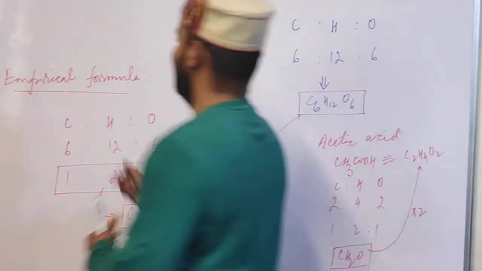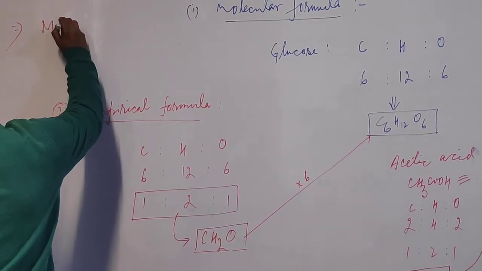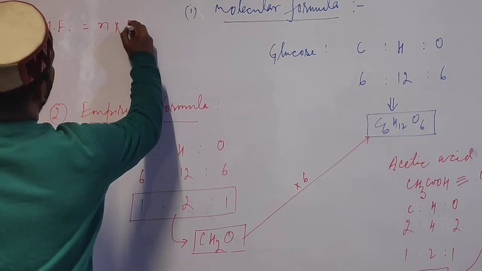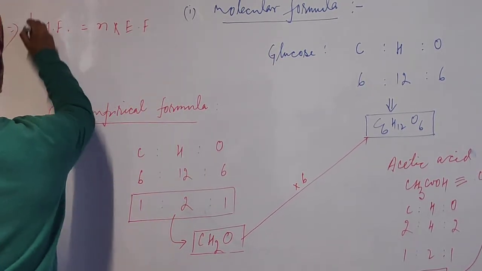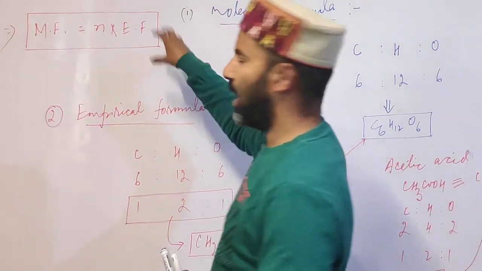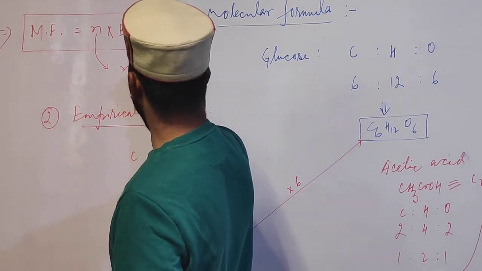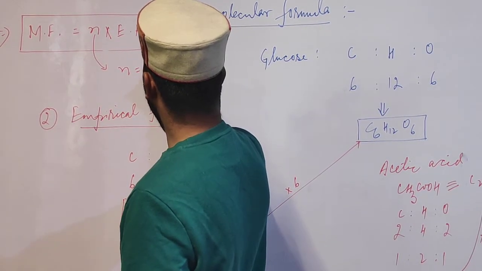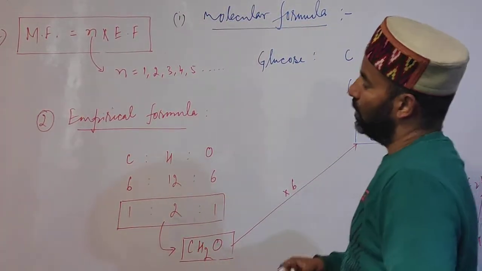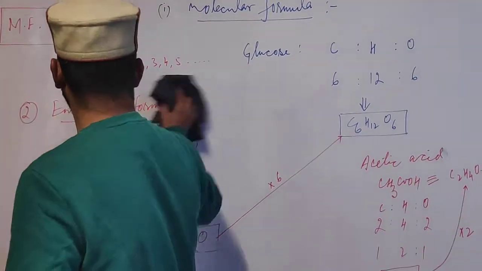And what is that? It is very easy. Molecular formula, I'm writing in short MF, is an integral multiple of empirical formula. This is the relationship between empirical formula and molecular formula. And students, this is an integer and it is always a whole number. Say it is 1, 2, 3, 4, 5 and so on. कुछ भी हो सकता है. Now, how to find this n? N का value कैसे find out करेंगे?